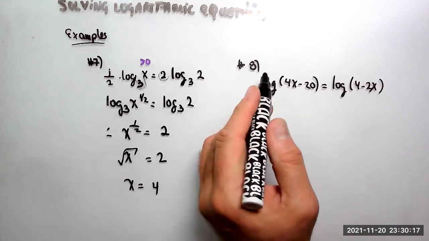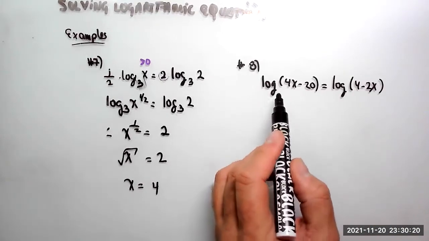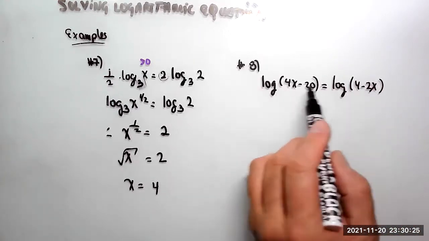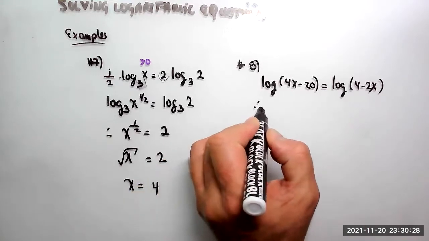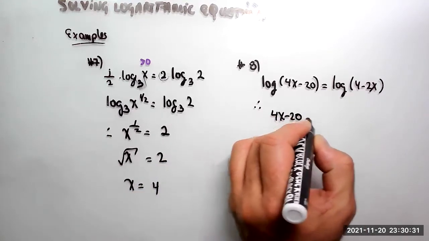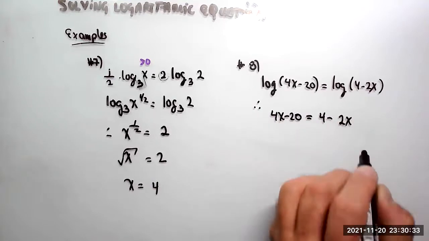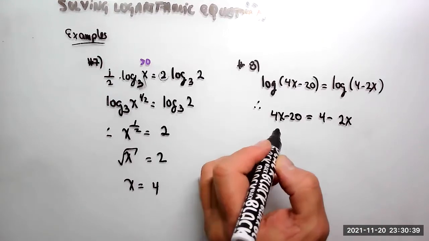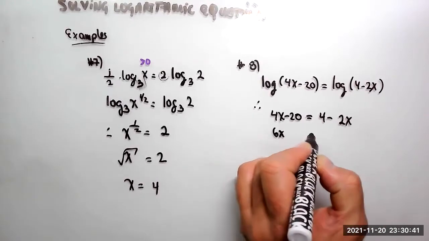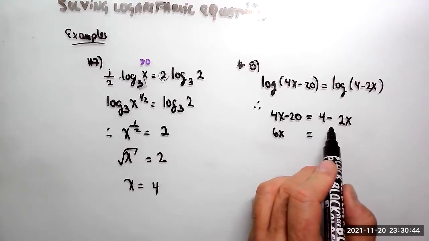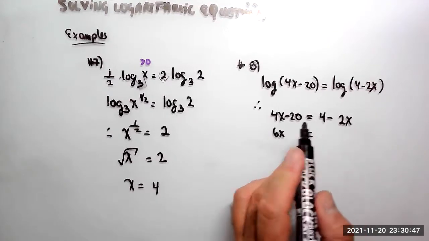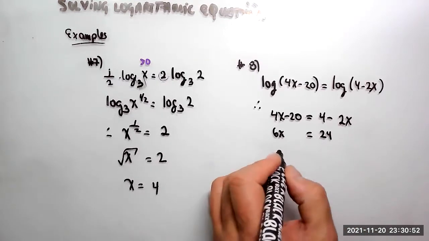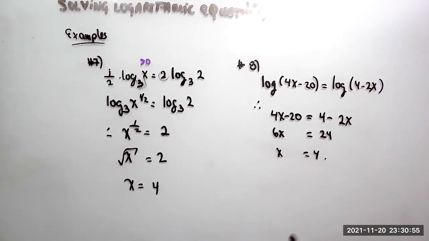Let's go ahead and try example number 8. Very straightforward example. Log base 10 of 4x minus 20 equals log base 10 of 4 minus 2x. Same base in the log, the arguments must be the same. So therefore, 4x minus 20 equals 4 minus 2x. Isolating the x, of course, we may add 2x, so I have 4 plus 2, that would be 6x equals -20. We may add 20 here, so 20 plus 4 would be 24. If we divide by 6, of course, x equals 24 over 6, which would be 4.